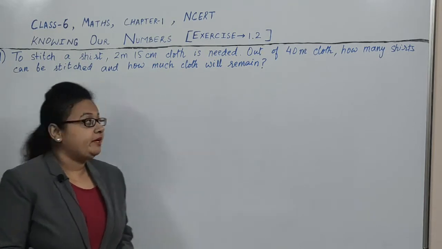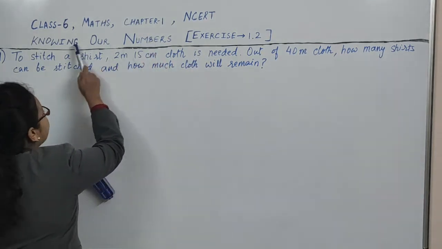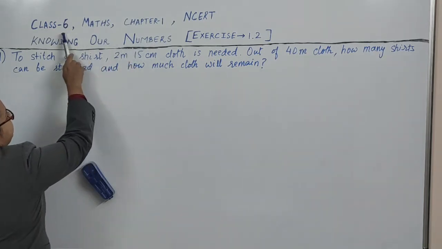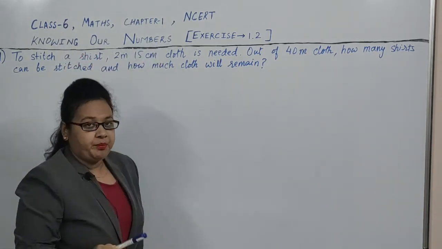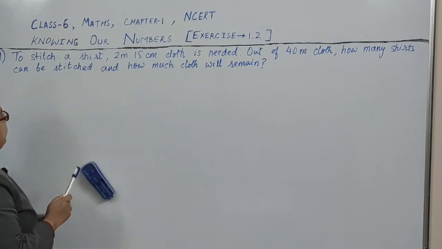In today's class we will do question number 9 of exercise 1.2 from the first chapter, Knowing Our Numbers, from the 6th class Maths NCERT book. Now let us read the question and try to understand what the question is saying.